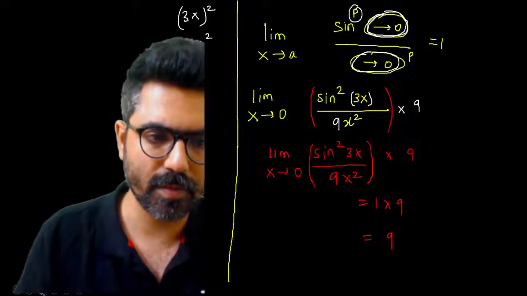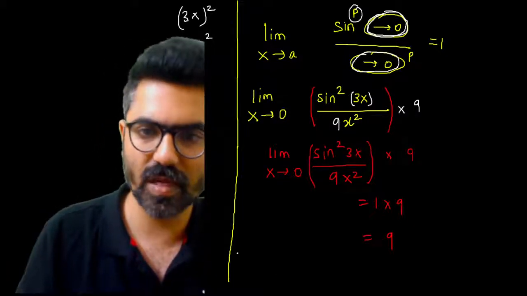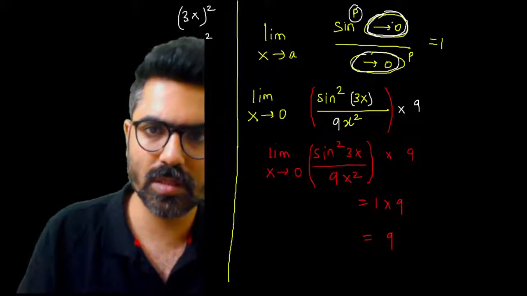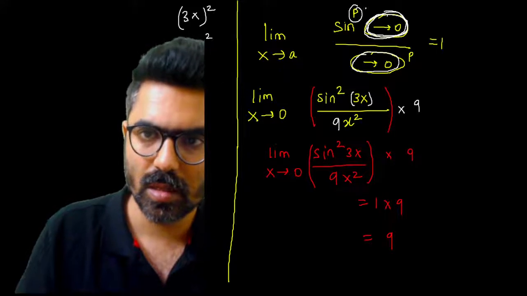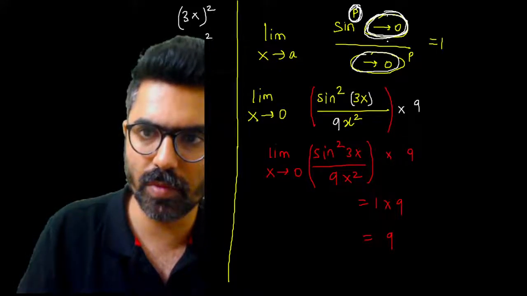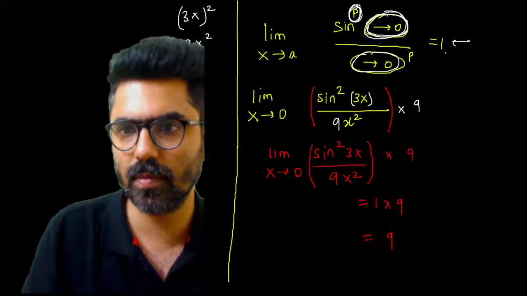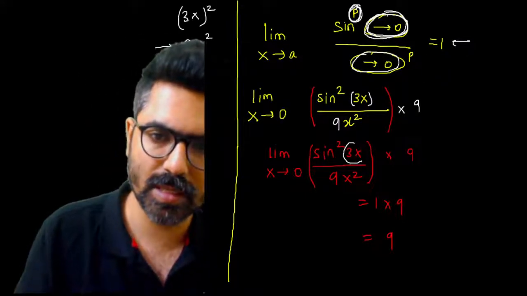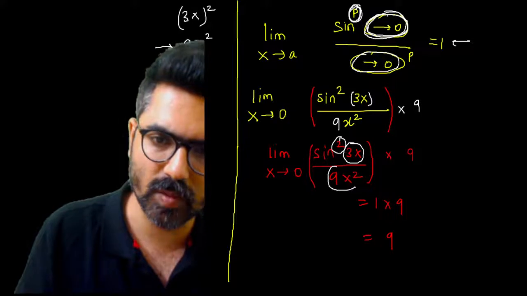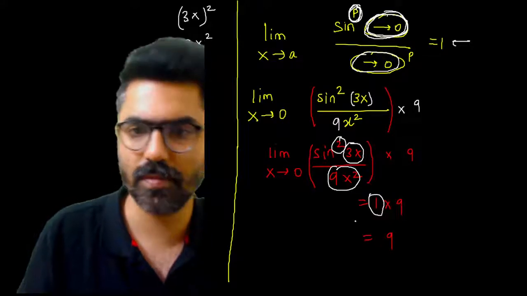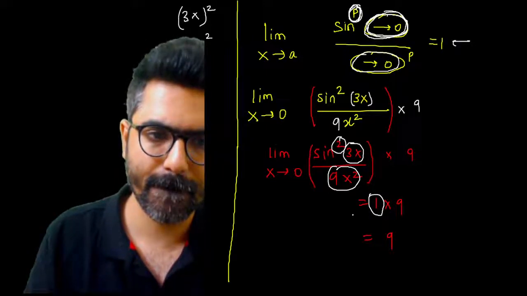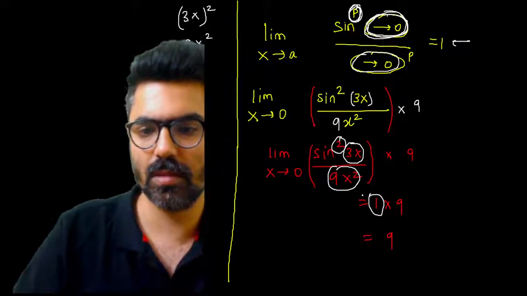I hope this is clear. We'll take a few more examples. The entire concept is whatever is written in the sine, the power of this p should be in the denominator. Then the answer is 1. So the square of 3x is 9x square. Then we say the answer is 1. I think I've over explained this.